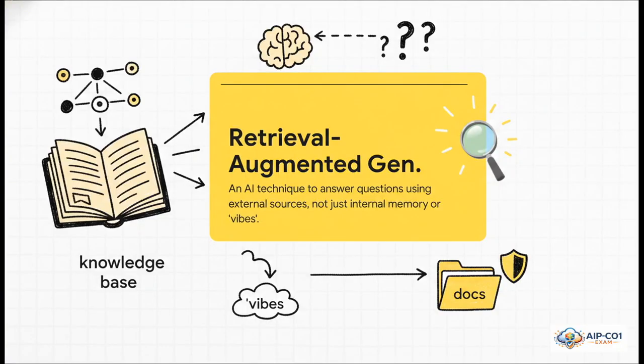It stops the AI from just guessing, or as the source material puts it, just vibing. Instead, RAG forces the AI to ground its answers in actual facts by making it look things up in an external knowledge base, like, say, your company's internal documents, before it even tries to write a response.